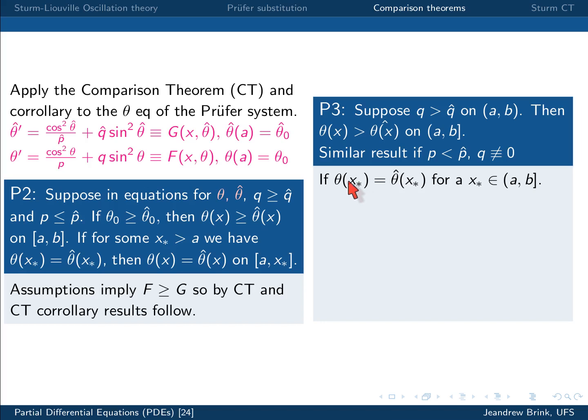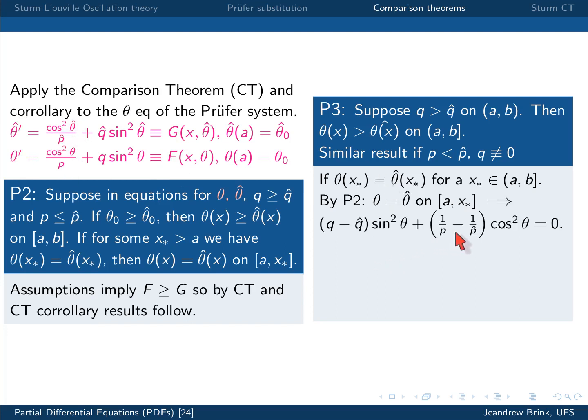Okay, so if theta is equal to theta hat at some x star in AB, then by basically P2, this result, we have that theta is equal to theta hat for all x from A to x star. So there's a definite domain in which this equality holds. But what that means is that on A to x star, in this differential equation we basically have theta hat equal to theta, so we can subtract these two differential equations, the derivatives cancel, and we are left with this expression.